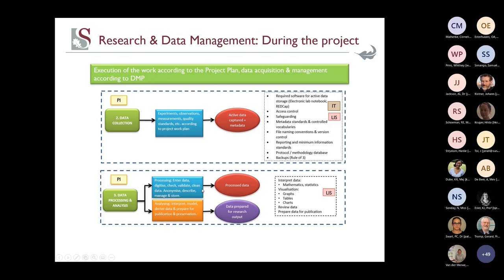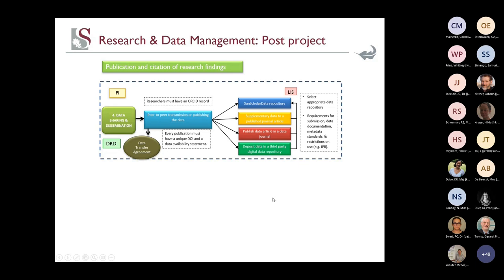Then when the data is processed and analyzed, it's also the responsibility of the principal investigator. And in the end, you'll sit with your processed data and you need to prepare your data for research output. Library information services, again, will be there to help with the visualization of your data and to prepare it for publication. After the project is finished, or post-project phase, the data can be published.